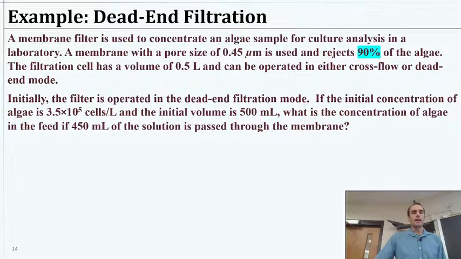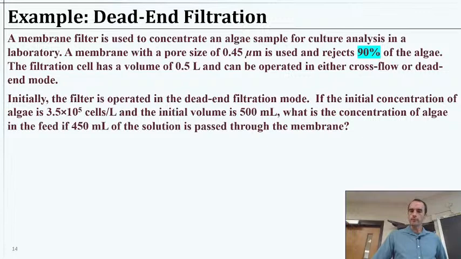The membrane has a pore size of 0.45 micrometers, and it's used to reject 90% of the algae. I'm highlighting that 90% because you could try this with 100% or 50% and see what happens to your mass balance. But in this case, let's try for 90% of the algae. The filtration cell has a volume of 0.5 liters and can be operated in either cross-flow or dead-end mode. And initially, we're going to use this dead-end filtration mode.